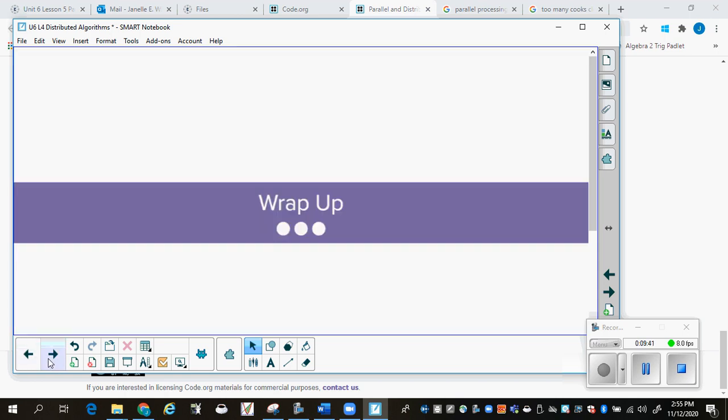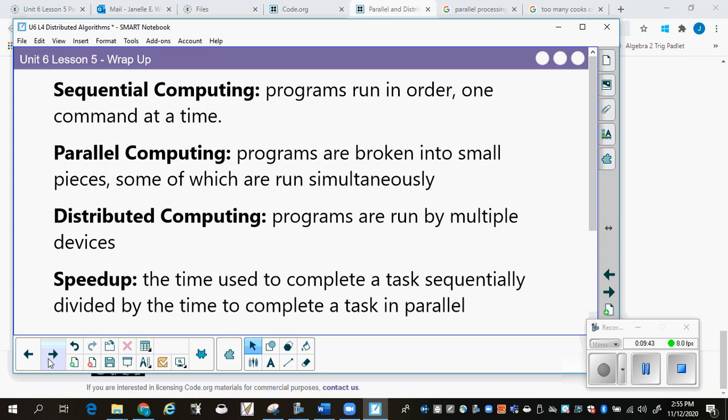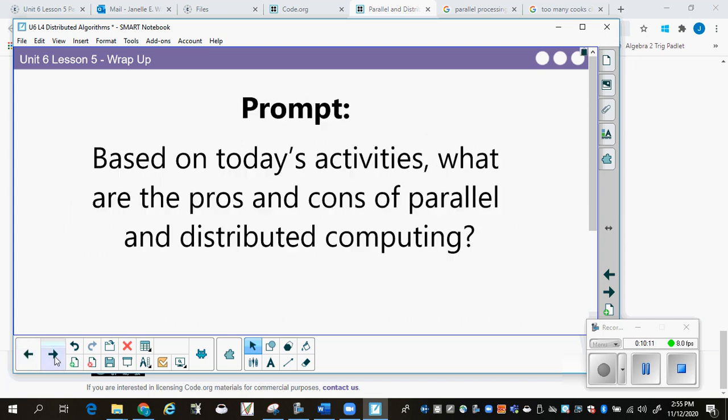As a wrap-up, let's look at some of our vocab words. Sequential computing. Programs run in order, one command at a time. Parallel computing. Programs are broken into small pieces, some of which are run simultaneously. Distributed computing. Programs are run by multiple devices. Speed up, the time used to complete a task sequentially divided by the time to complete a task in parallel. It does not necessarily match the number of processors or the number of people.